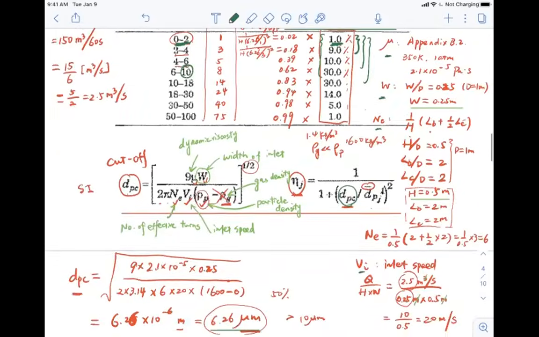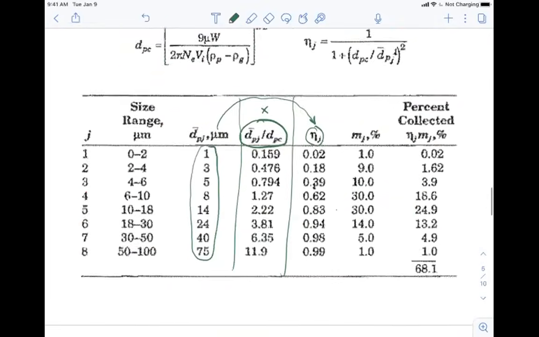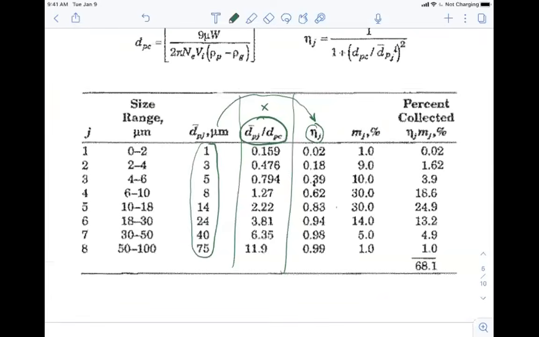So let's see whether it follows the log normal size distribution. If I just take the summation here, from 0 to 2, I'll put MC, the cumulative mass fraction in percentage. If it's up to 2 microns, we have 1%. If it's up to 4 microns, that's 1 plus 9, that's 10%, because below 4 covers 2 to 4 and 0 to 2.